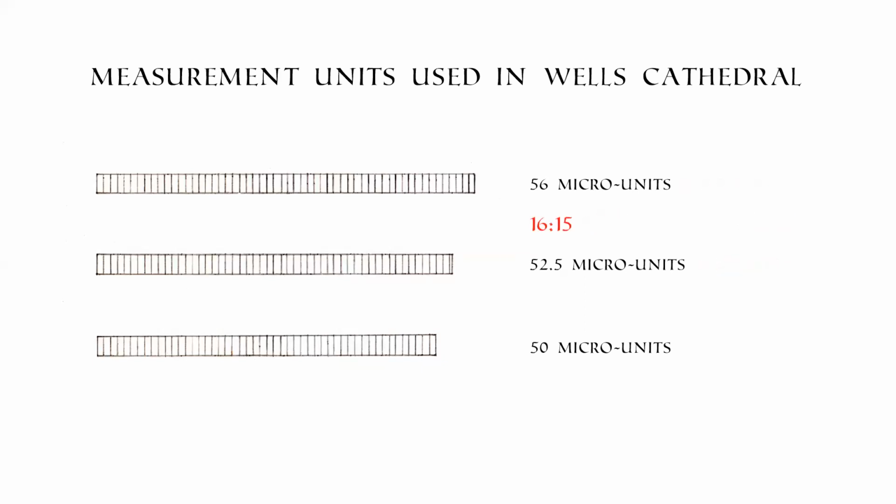Now, this ratio, if understood as a musical ratio, is a semitone. It's what's known as a just diatonic semitone. So there's the first musical ratio.